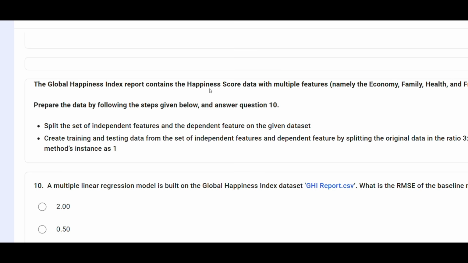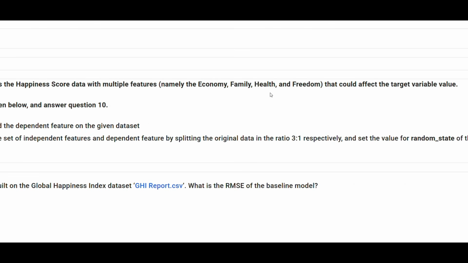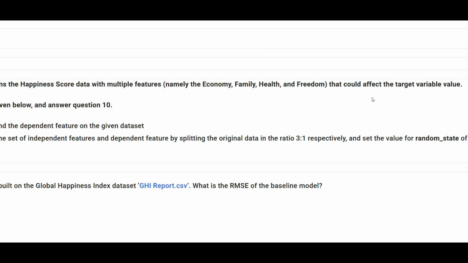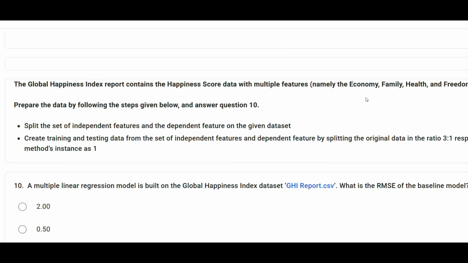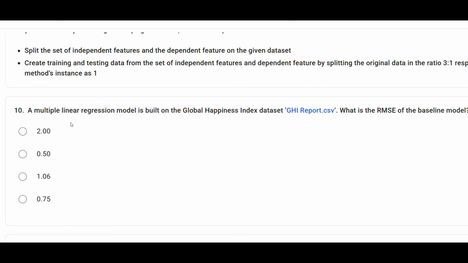Then again we have a problem. The Global Happiness Index report contains the happiness score data with multiple features, like economy, family, health and freedom, that could affect the target variable value. Prepare the data with the steps given below, and answer question 10. So for this, we have to solve the 10th one.